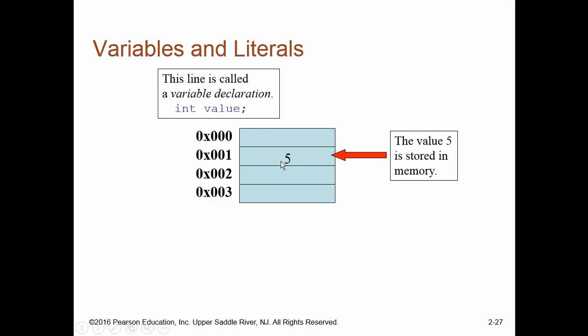Again, remember that in memory, it's not the number 5. It's actually going to be 00000101, which is the binary version of the number 5. I'm sorry. It'll be 4 zeros. Actually, it'll be 5 zeros, and then a 1, and then a 0, and then a 1. That's what it'll look like.